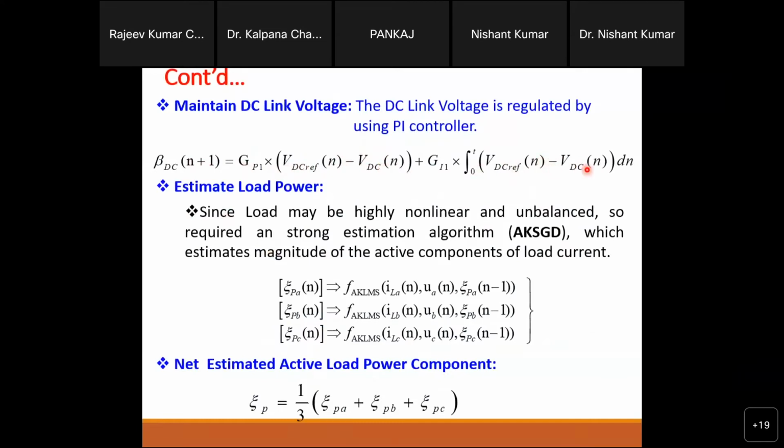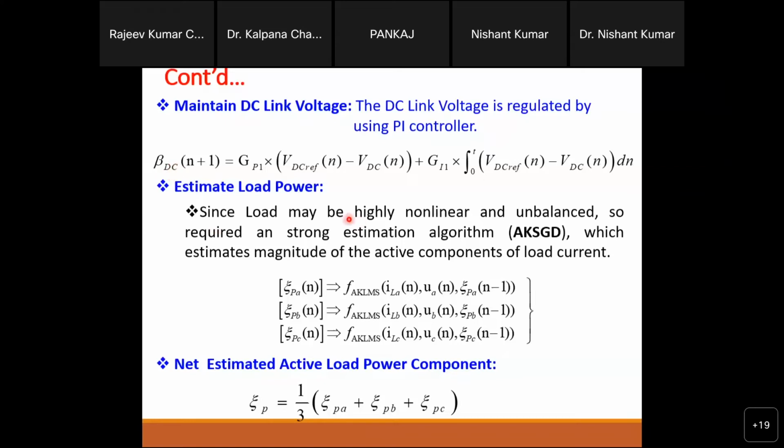If this is the error, then what is this? This is a PI controller. So this is G PI. This is the proportional part, and this is the integral part, integration from 0 to T, dt. This is your integral controller. So finally, this is the PI controller, meaning we calculate the error and feed it to the PI controller, and then the PI gives this component, which is known as the DC link current component. This is the grid DC link current component to maintain the DC link voltage, right? In other words, we can say this is the loss component.